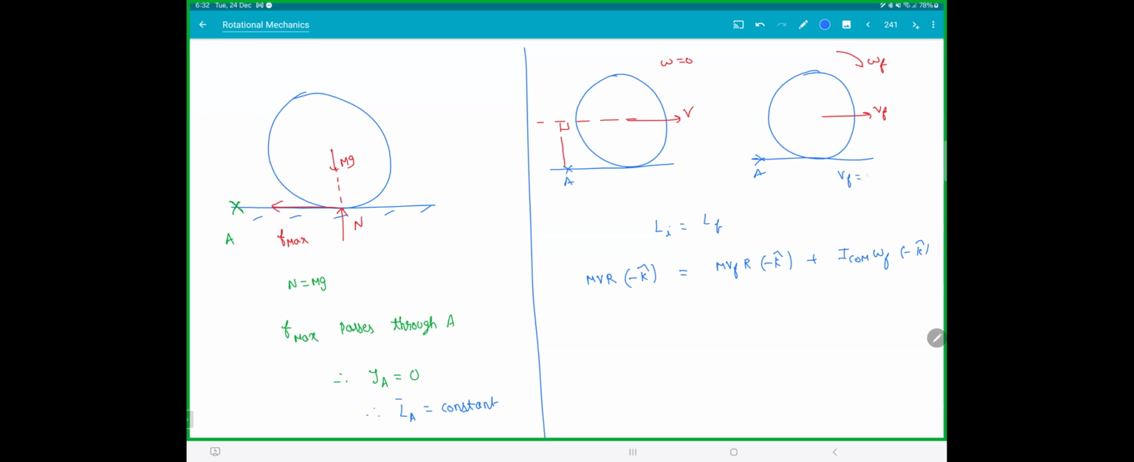Since it is not slipping finally, V final is r omega final. Minus sign goes off. So m V final r plus, it's a solid sphere, so 2 by 5 m V final r. So we get V final is equal to 5V by 7.